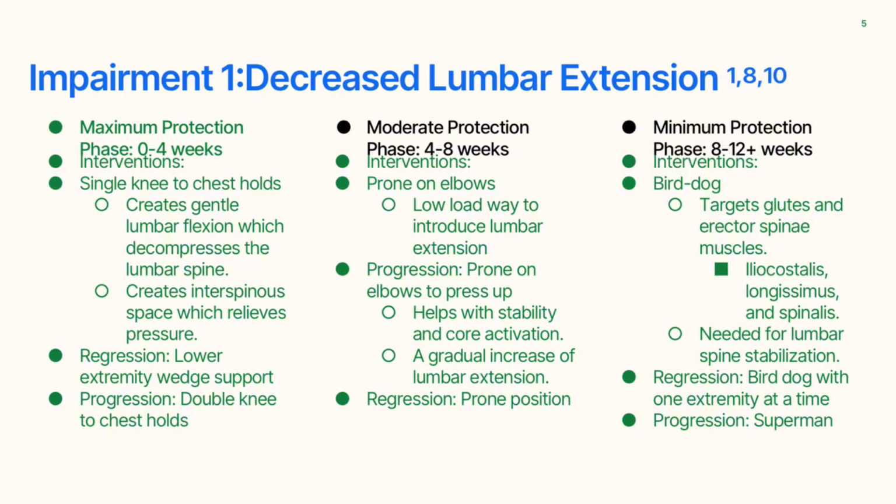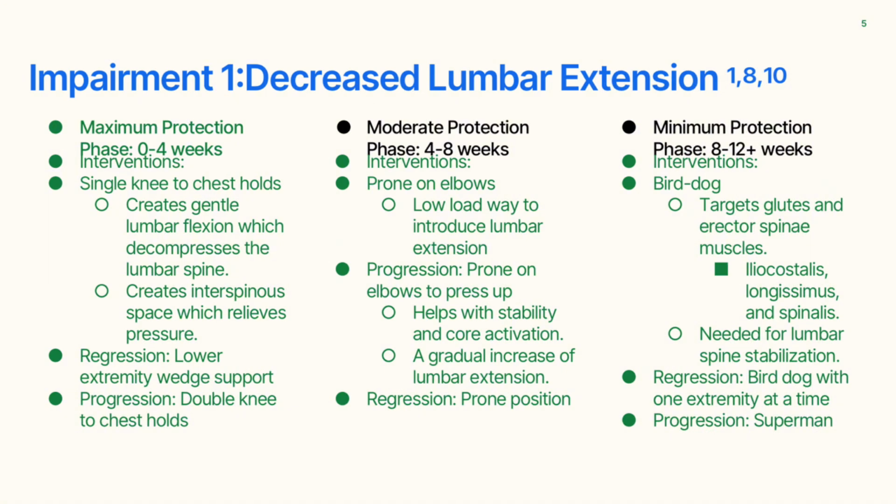In the limb protection phase, we can have them do a bird dog. A bird dog can also be a functional type exercise, so you have to reach for the bird dog. That bird dog targets their glutes and your spinal muscles, from lateral to medial, your iliocostalis, your longissimus and spinalis muscles. And those muscles are needed for your lumbar stabilization. We can regress this exercise to just doing bird dog one extremity at a time.